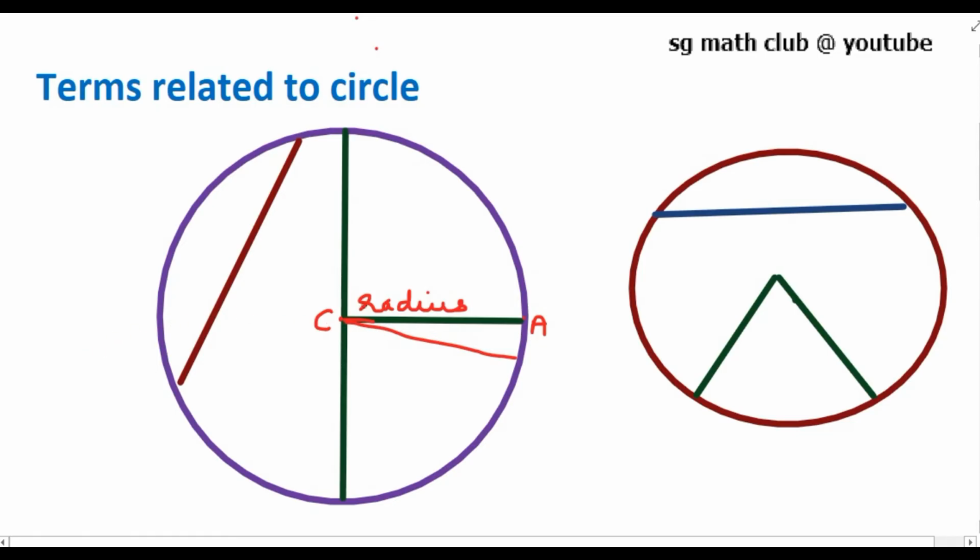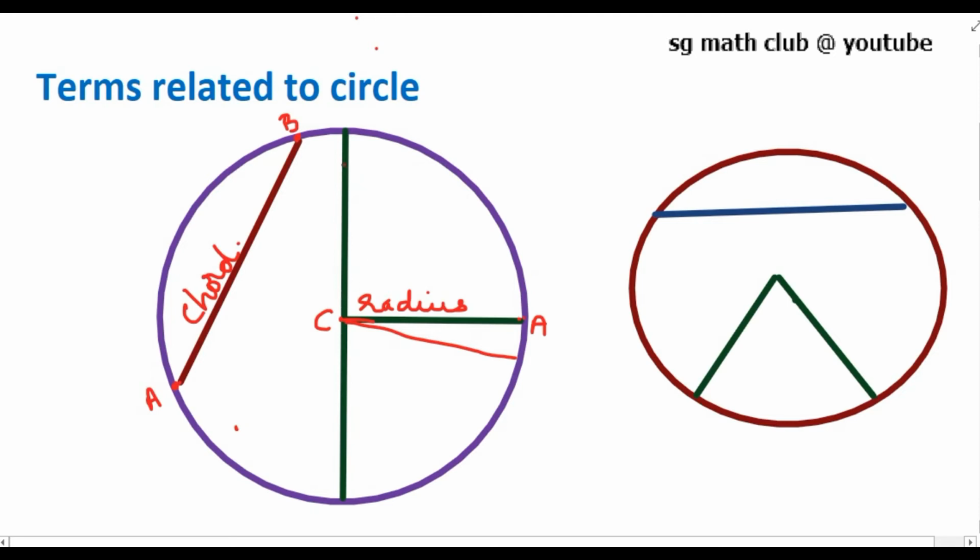Now chord. I have joined the line segment with center and any point on the circle and got the radius. But instead of that, if I join any 2 points on the circle, you should take any 2 points on the circle. It should not be that one is inside and the other is outside. The 2 points should be on the circle, and if you join them using a line segment, then we get the next term related to circle, that is chord. So chord means the line segment joining any 2 points on the circle.